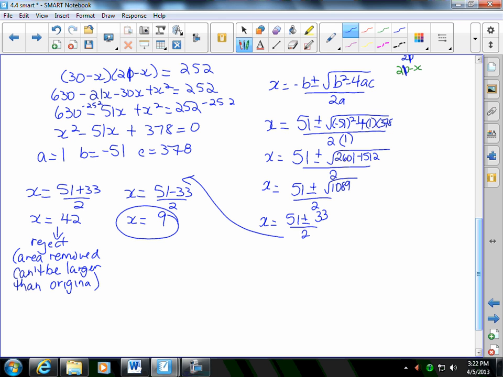So the width of the removed strip is 9 centimeters. So you have to watch those questions when you're doing them, even though my discriminant said I had 2 solutions, because it's a word problem, I need to see if both of those solutions will work. And in this case, the amount I was removing was more than the amount I originally had, so I can't use that.